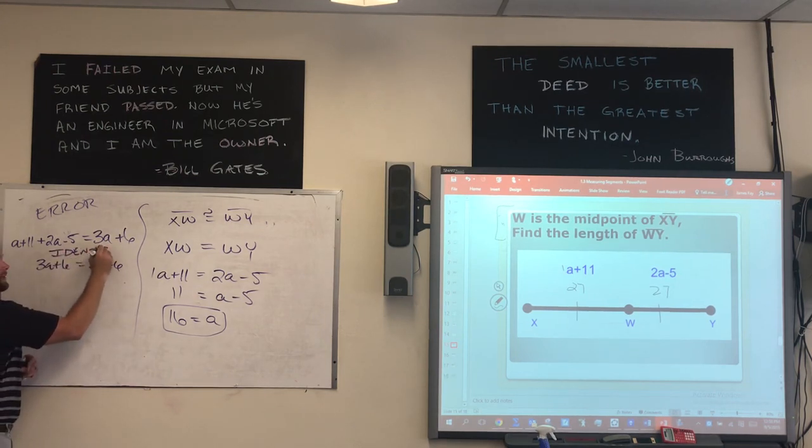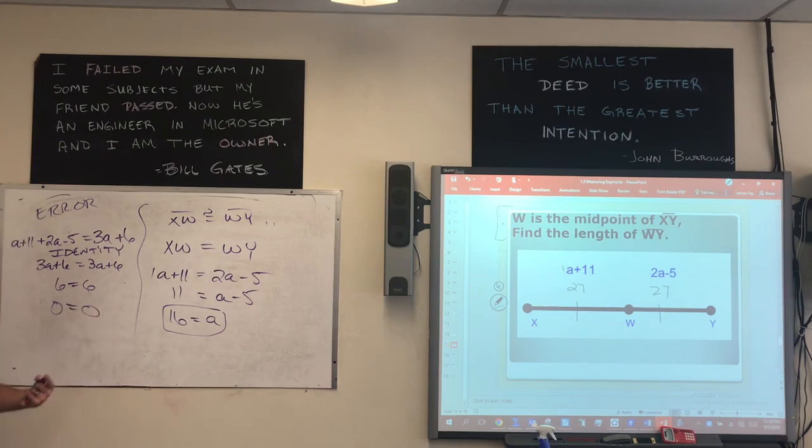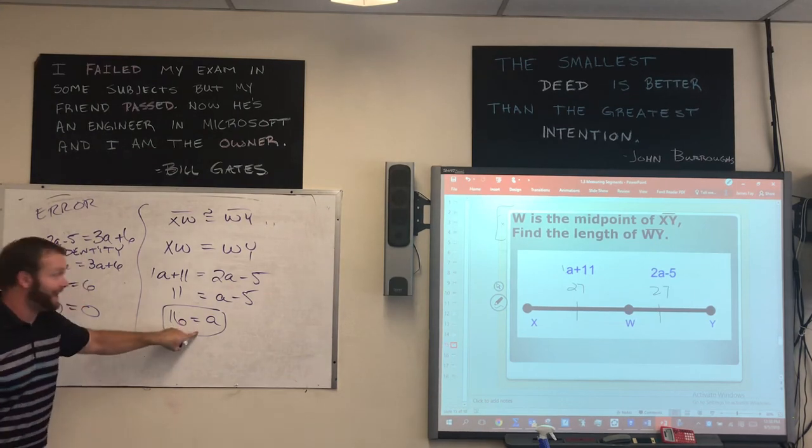But what happens with every identity is that I start working through this. Maybe I subtract my 3a's from both sides, and I subtract my 6's from both sides. I get down to that, 0 equals 0, which is a true statement, right? Which is telling me that what I set up is 100% accurate. That is a true argument. But it doesn't lead me anything useful, okay? It didn't lead me to a precise, specific A like this one did.